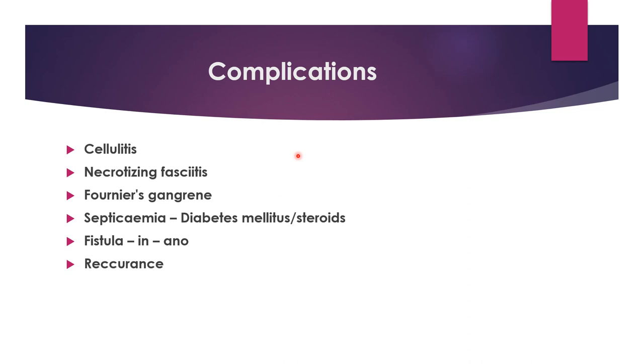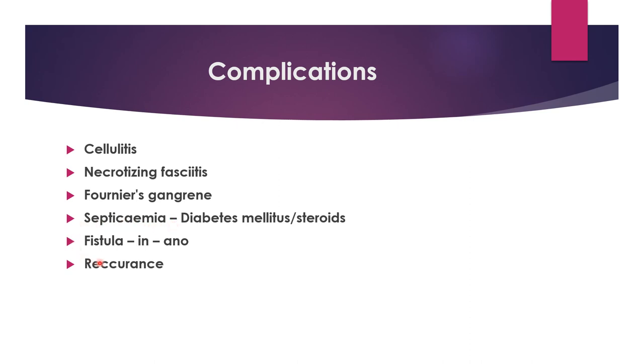Now coming to complications of anorectal abscesses. Cellulitis, which I showed you just now, is a diffuse spreading cellulitis, and in diabetic patients, these can be very serious and end up with necrotizing fasciitis, where the inflammation extends from the skin to the subcutaneous tissue, causing massive necrosis of the subcutaneous tissue and fascia. This can then proceed to Fournier's gangrene, which is a very serious complication of perianal abscess. It is more common in patients who are immunosuppressed, especially diabetic patients, and can easily go into septicemia and shock.